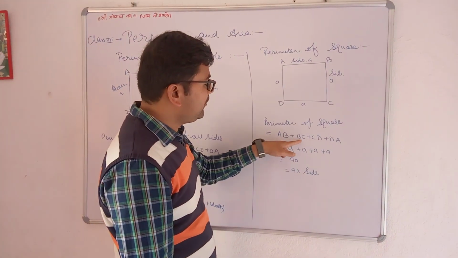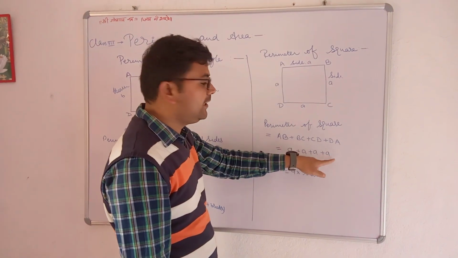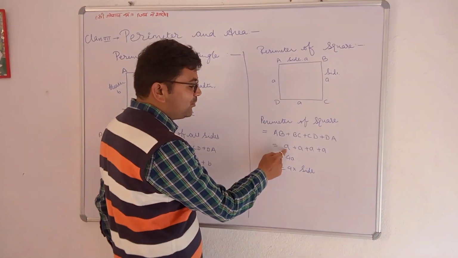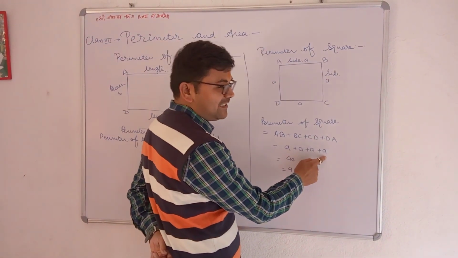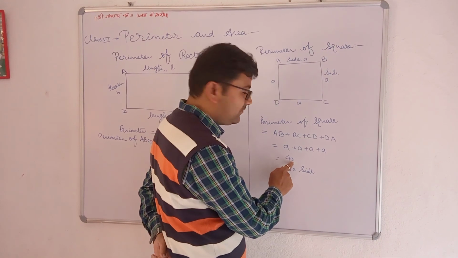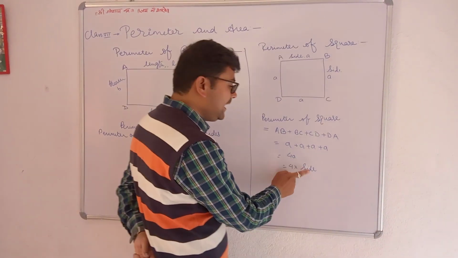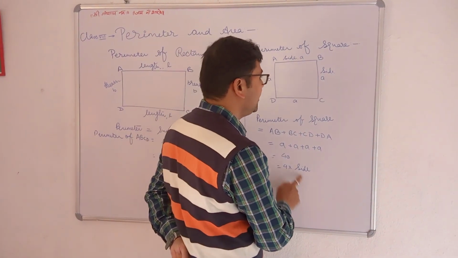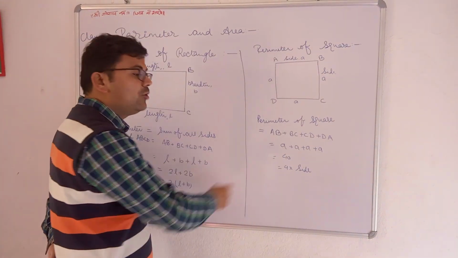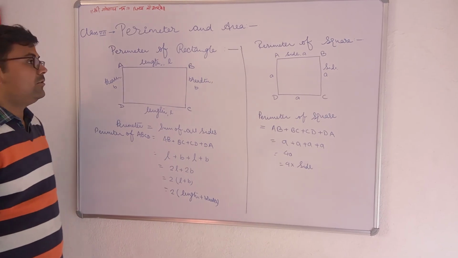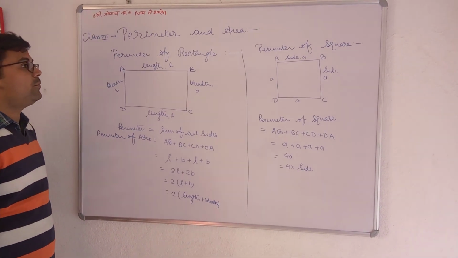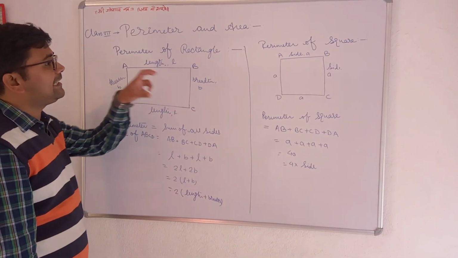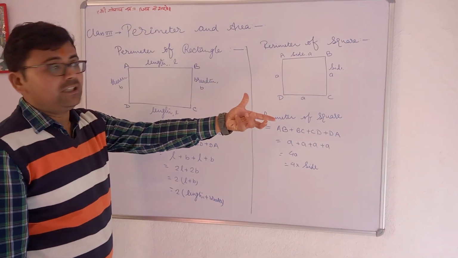Therefore, AB equal to A, BC equal to A, CD equal to A, and DA equal to A. And A comes 4 times, A plus A plus A plus A. Therefore, it comes out 4A. And what is A? A is our side. Therefore, perimeter of any square equal to 4 into side. That is the formula you have learned. Okay. We have learned about the rectangle and a square.